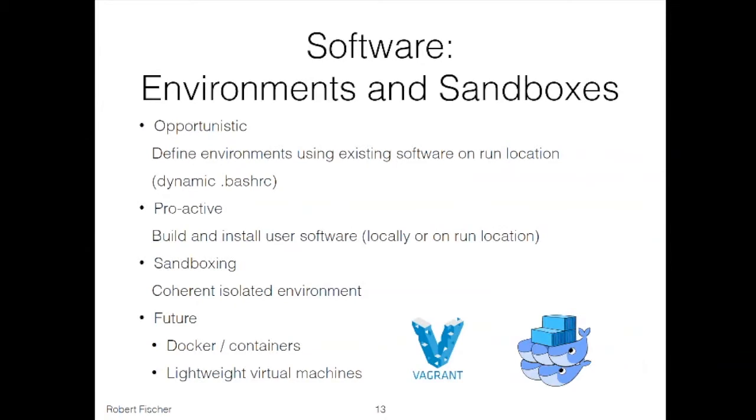Yeah, right. We want to be as opportunistic as possible. That means we want to use the software that is available at the run locations if we can. So we do something like the dynamic bashrc to pick and choose the software which is available. But sometimes that's not enough, and we have to be proactive. And this is what I mentioned before. We build our own software and store it precompiled.